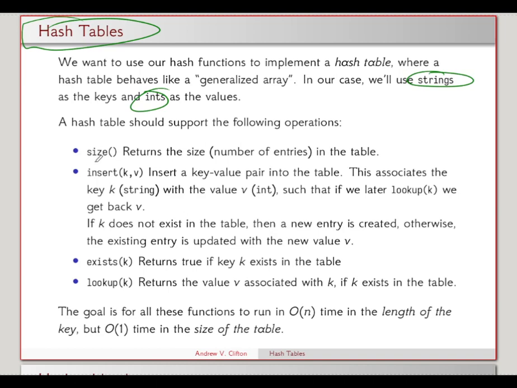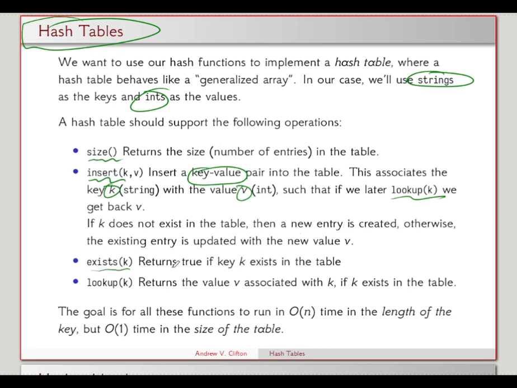So our hash table is going to support these operations here. We're going to have a size function that'll tell us the number of entries in the table. And unlike an array, the size can change. It can grow and shrink as we add and remove things. Then we'll have an insert function that lets us insert a key value pair into the table. We're associating the key with the value, so that later on, if we look up that particular key, we get back the value. If the key doesn't exist, then we'll create a new entry. Otherwise, we'll update the value of the key that's already there.